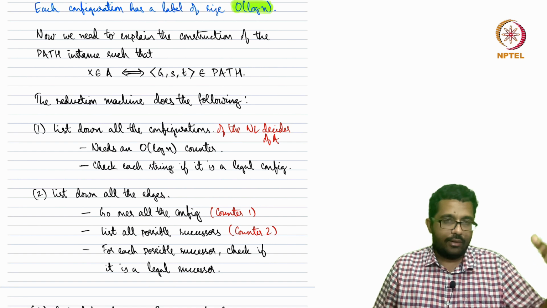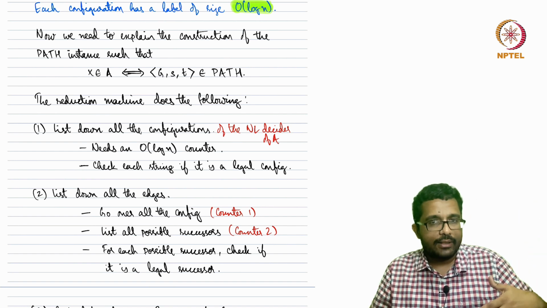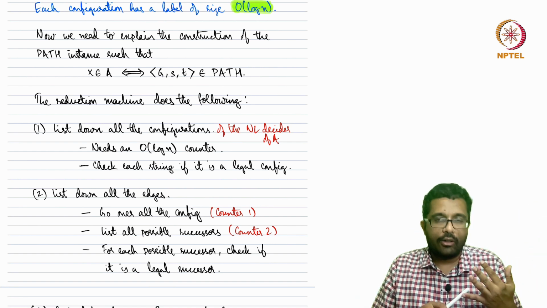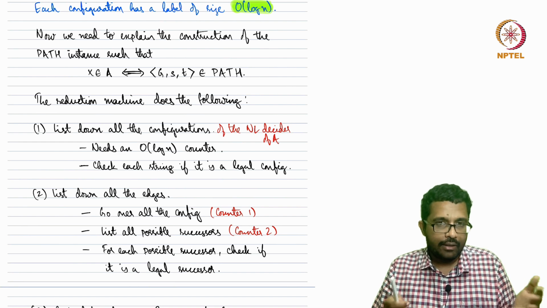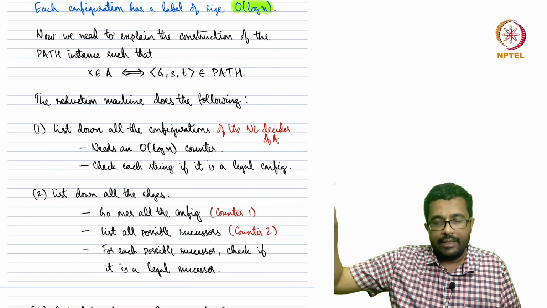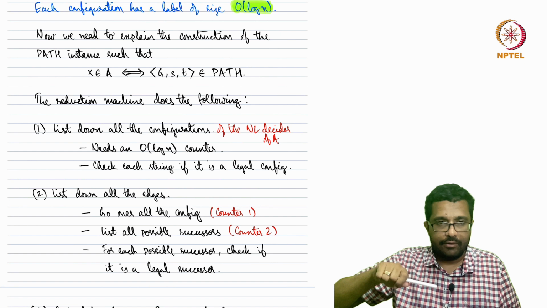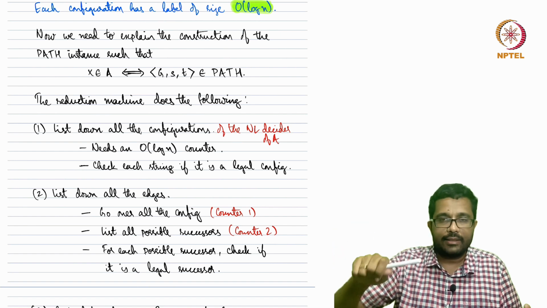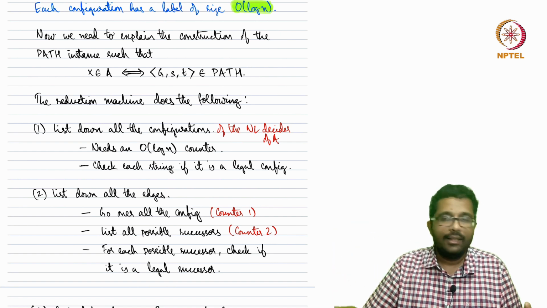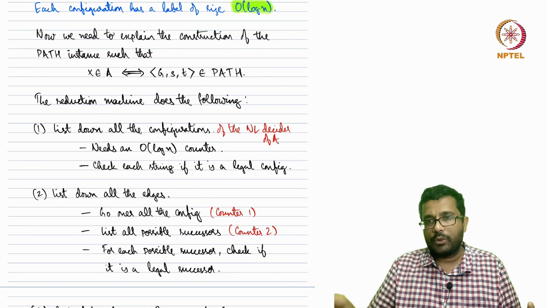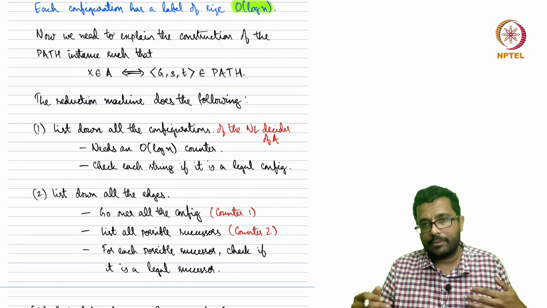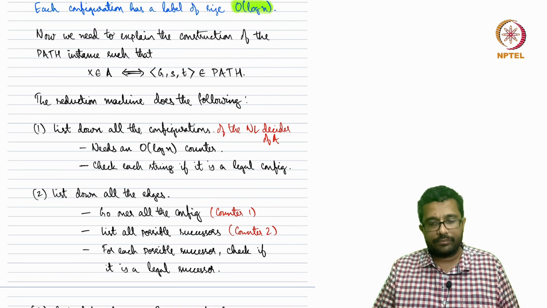So if the configuration is C10, we check C1: is C1 a successor of C10? No, we don't list it. Is C2 a successor of C10? Yes, so then we list it. C3, no, we don't list it, and so on. So we just list down all the correct successors of the configuration.